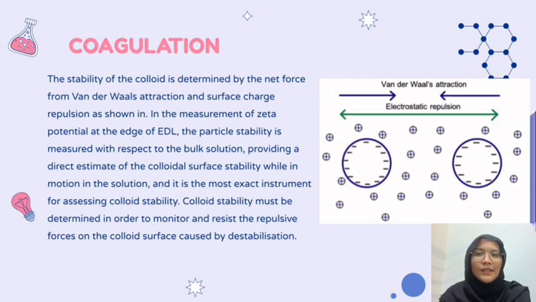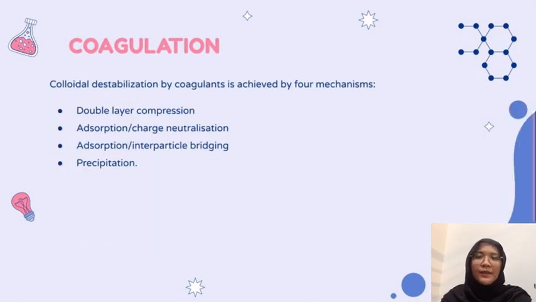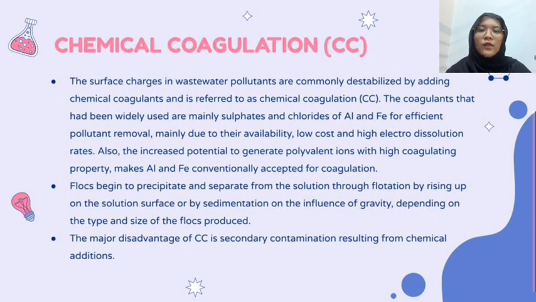Colloid stability must be determined in order to monitor and resist the repulsive forces on the colloid surface caused by destabilization. Colloidal destabilization by coagulants is achieved by four mechanisms. First, double layer compression. Second, adsorption or charge neutralization. Third, adsorption or interparticle bridging. And lastly, precipitation. The surface charges in wastewater pollutants are commonly destabilized by adding chemical coagulants and is referred to as chemical coagulation.